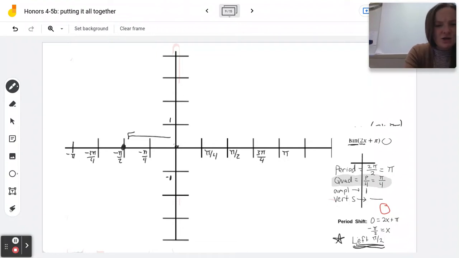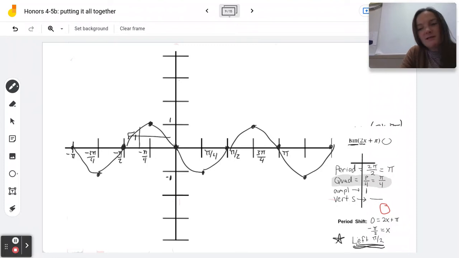Sine, and I'm not going to draw quadrant lines here because they're the tick marks, but we will in future problems. Sine is going to start at the midline. It's going to go up to a maximum. Remember, its amplitude is just 1, so it's just going to go up 1. Come back down to the midline, down to a minimum, back up, etc., and you should get the following. So this right here is the graph of sine of 2x plus pi.